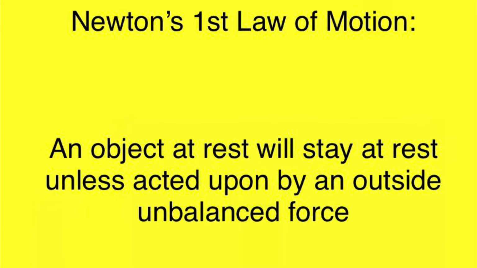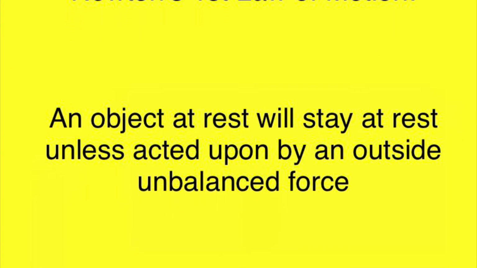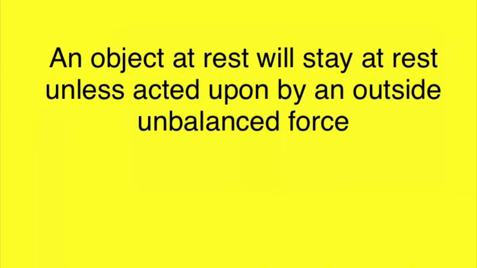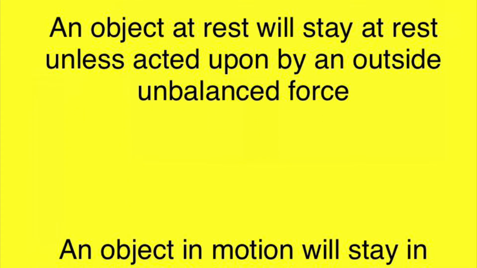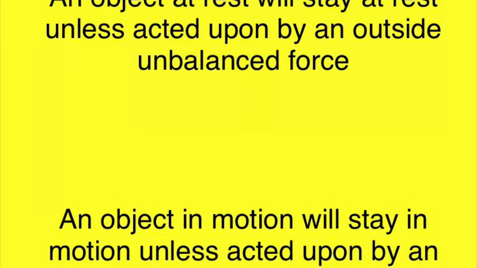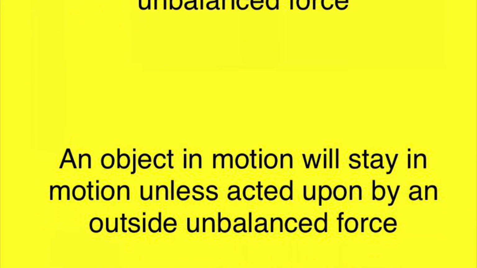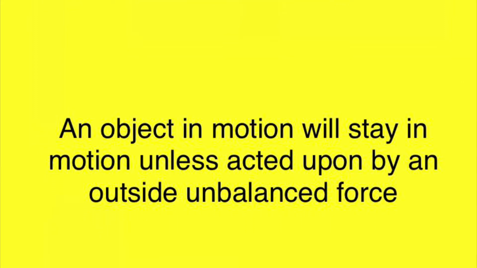So Newton's first law of motion states that an object at rest will stay at rest unless acted upon by an outside unbalanced force, and an object in motion will stay in motion unless acted upon by an outside unbalanced force. Basically, an object is going to keep doing whatever it's doing unless something else acts upon it.